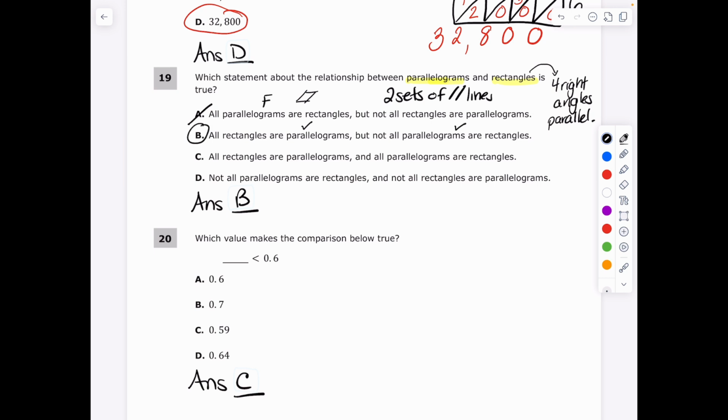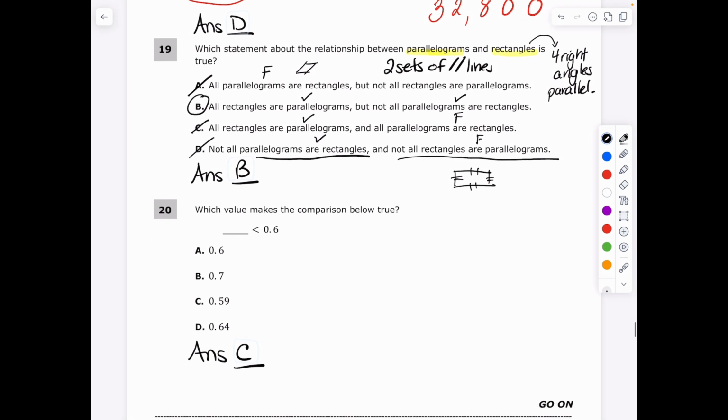Let's look at C and D and figure out why they're wrong. All rectangles are parallelograms. That is true. And all parallelograms are rectangles. So that is false because we can think of parallelograms that are not rectangles. And lastly, not all parallelograms are rectangles. That is true. Not all rectangles are parallelograms. That is false because rectangles always have 2 sets of parallel lines. Okay, so a little bit of logic to go in there, but notice how there are 2 statements in there, and both statements need to be true in order for the whole sentence to be true.